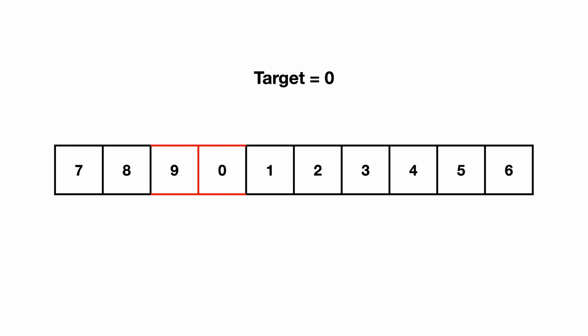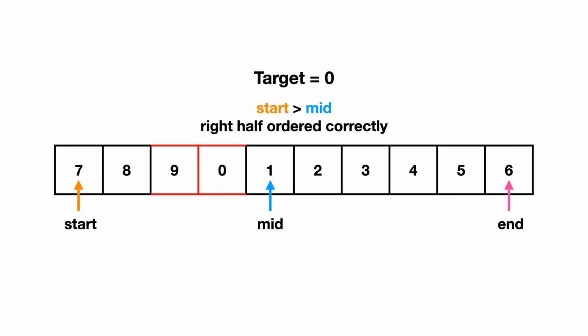So now we have our logic. Let's walk through a full example. We're looking for the target 0 in this shifted array below. We start by finding the start and endpoint and then get the mid between those. Next, we want to check which half is correctly ordered. We see that the start is greater than the mid, so we know that the rotation must occur between these two values, so the right half must be correctly ordered. We check if our target is between the mid and the end. It's not, so we go left.